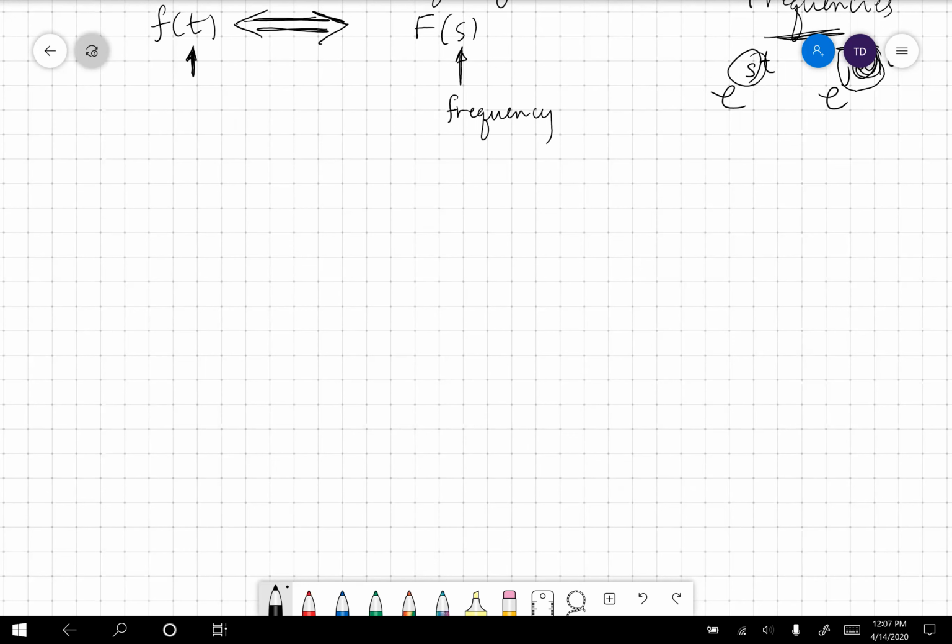A, because it's cool. B, because frequency begins with F, time begins with T, and F comes before T. C, the frequency domain is going to be an easier way to analyze circuits than the time domain. Which of those three do you think it is? The last one. That is correct. It is the last one. The frequency domain is going to be easier to solve the problems.